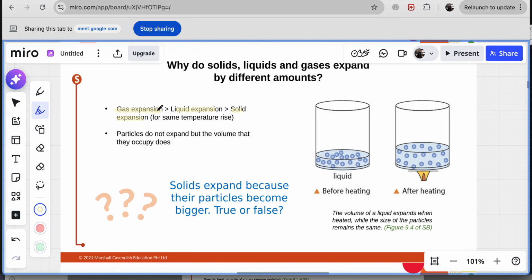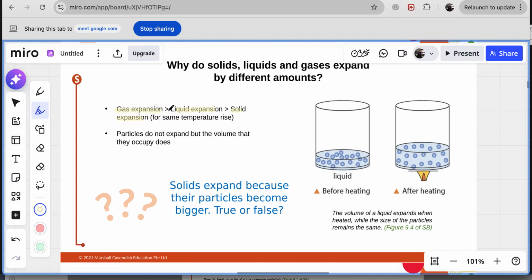Now, we say gas expands more because the particles are further apart in that state of matter compared to liquid. Liquid is greater than solid because particles in liquid are a little bit more widely spread apart compared to solid. Solid expands a little bit, which may not be too visible. Particles do not expand, but the volume is what expands. The volume that the particles occupy does. The particles themselves don't expand. They move and they create a bigger volume.